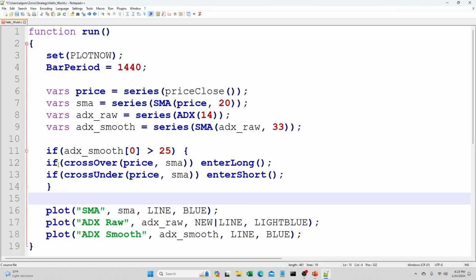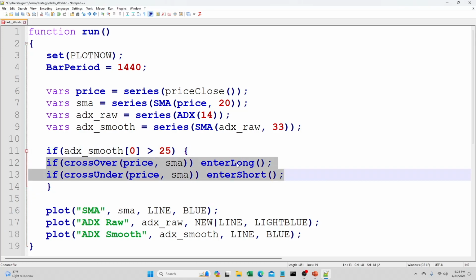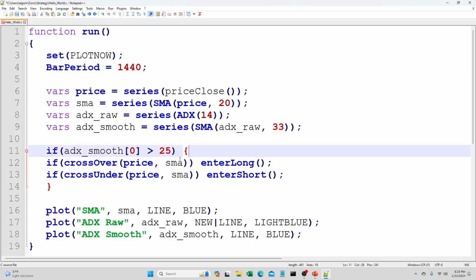So entering the long and the short position will only happen if the ADX smooth of today is greater than 25. The other trading logic stays the same, but we wanted to add the curly braces here. So these two commands only happen if the ADX is greater than 25. All right, so let's see what we get.